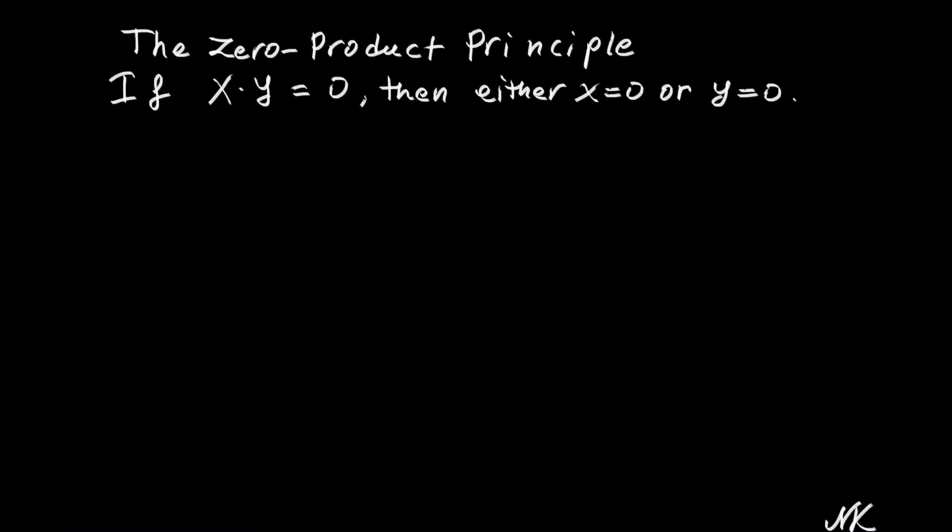Hello, in this video we will look at the zero product principle. If the product of x times y equals 0, then either x equals 0 or y equals 0. So let's check this.